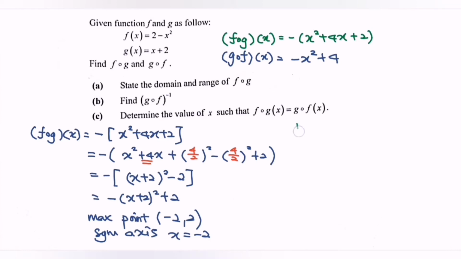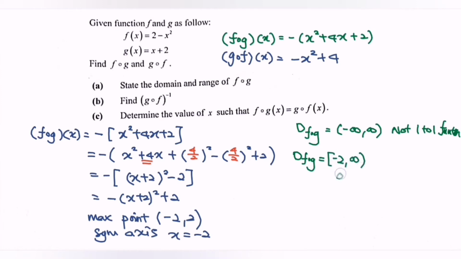We have the domain for f∘g, which is quadratic, so negative infinity until positive infinity, which is not a one-to-one function. If the question asks us to define the domain so that it becomes a one-to-one function, then the domain for f∘g will be starting from negative 2 until positive infinity, or negative infinity until negative 2. So that is the case for a one-to-one function.